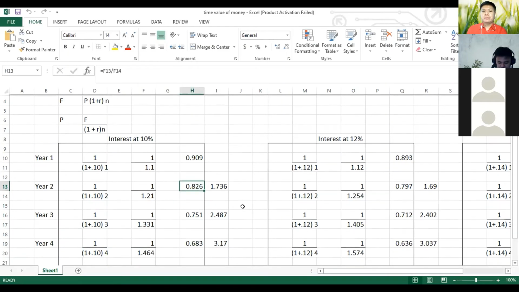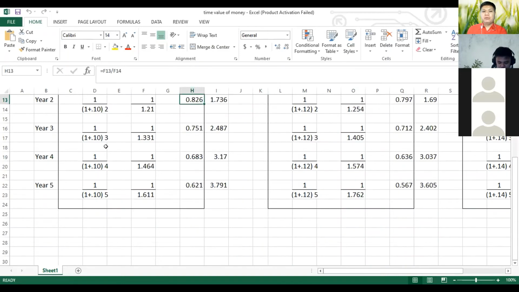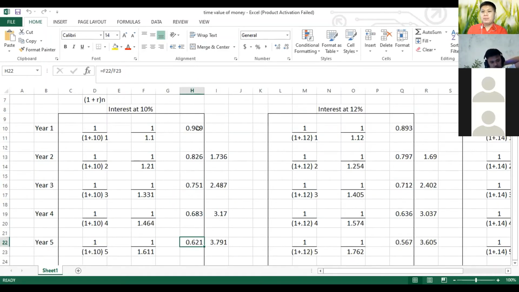0.826. Okay, next, what about if you have 3 periods? So this is 1.10 raised to 3. So that's 1.10 times 1.10 times 1.10, and you will have 1.331. So 1 divided by 1.331, the present value factor of 10% in 3 periods is 0.751, and so on and so forth. So you get your 0.683, you get your 0.621.